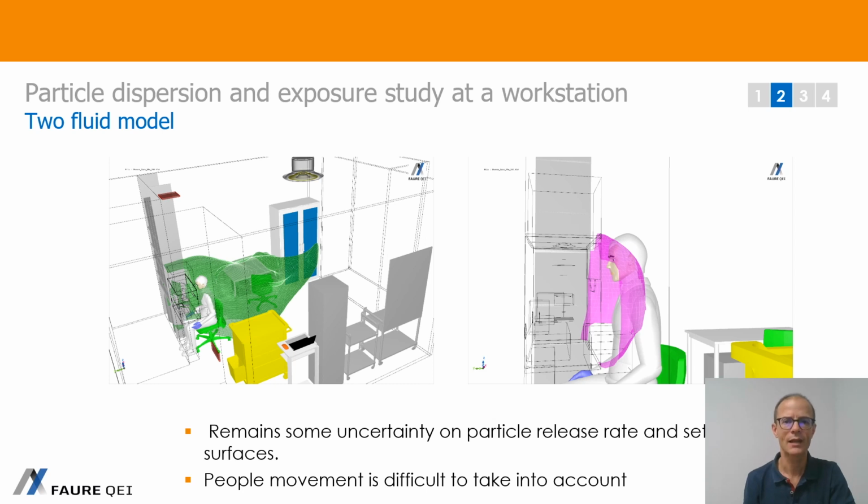The green ISO surface corresponds to particles coming from the contaminated table, and the pink surface, particles from the workstation. The ISO surface can be set accurately to estimate the contamination transfer rate to the respiratory tract.